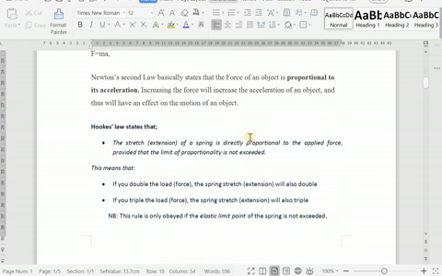So we have Hooke's law here saying effectively the stretch or extension of a spring is directly proportional to the force applied on it, provided the limit of proportionality is not exceeded. So my part in this, because I know you guys can read all of those things by yourself, is to come in and explain this concept of limit of proportionality not being exceeded, right?